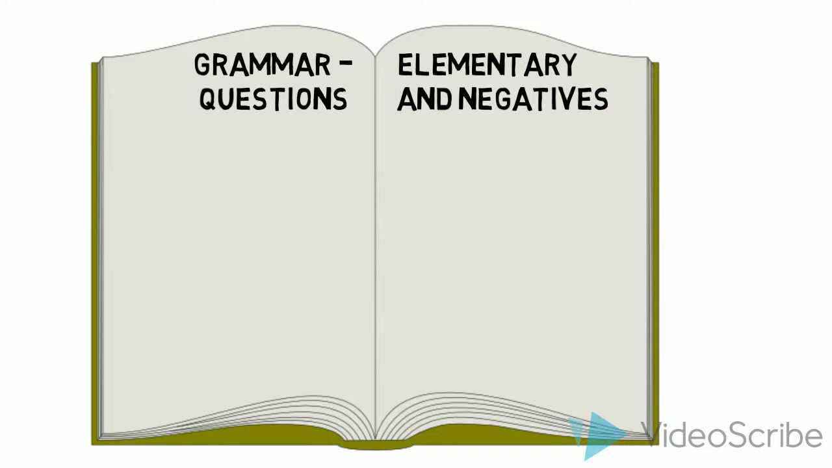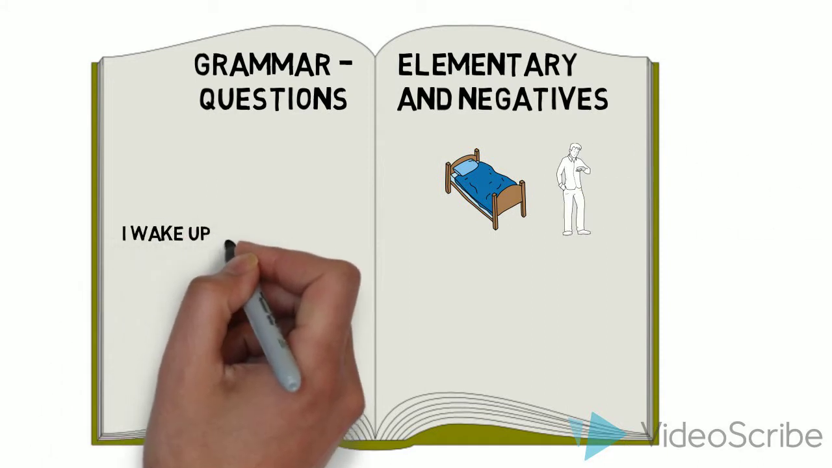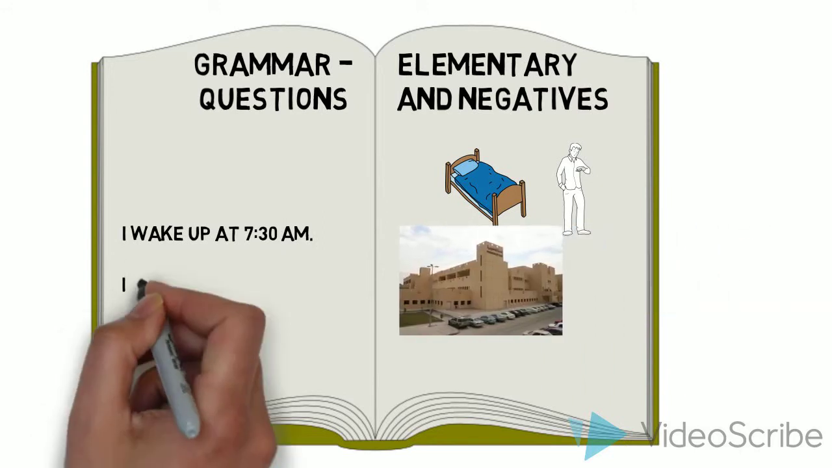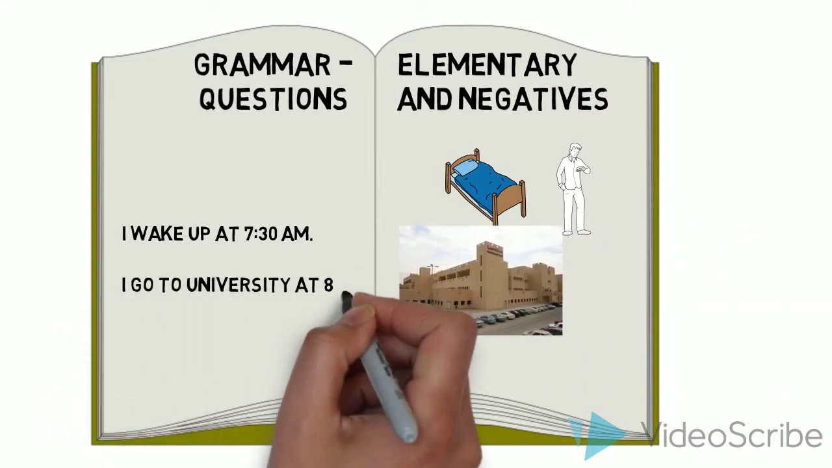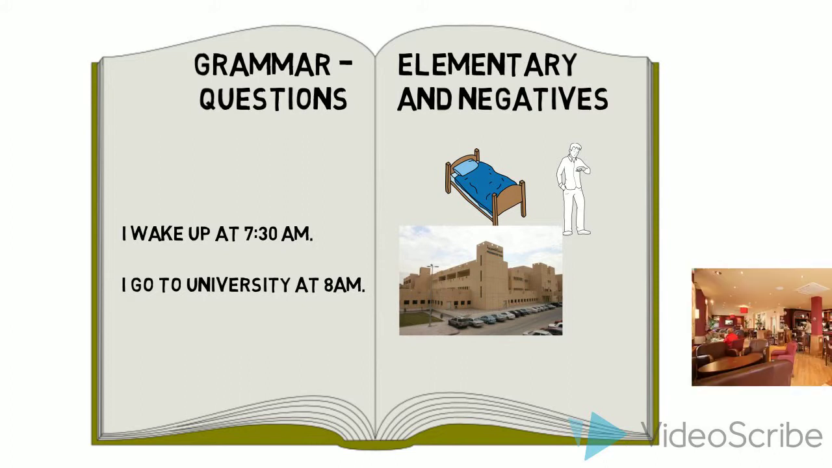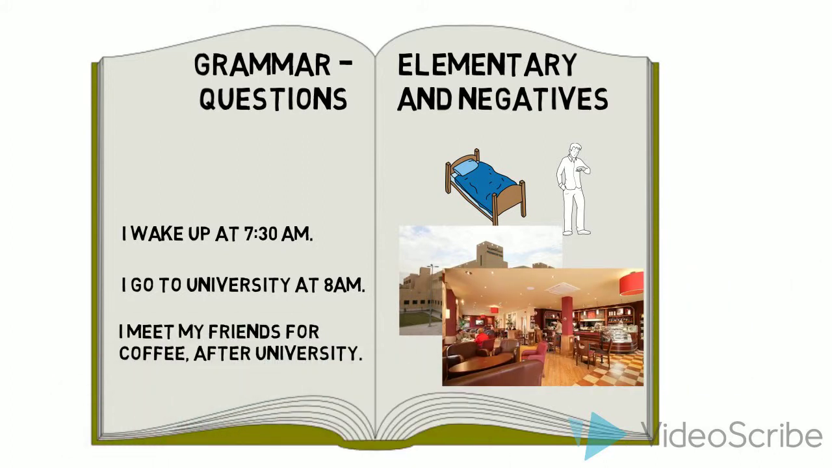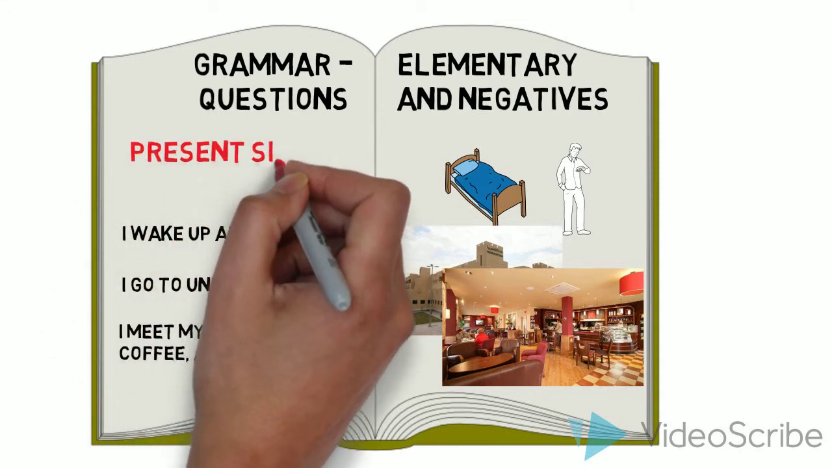So let's begin. Let me tell you about my routine. I wake up at 7:30 a.m. I go to university at 8 a.m. and I meet my friends for coffee after university. All these sentences are in the present simple and they are all positive.